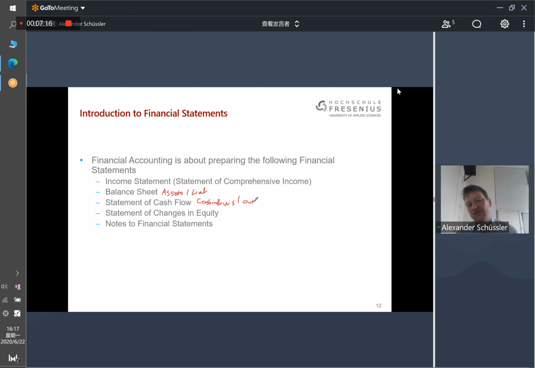And we have a statement which is not as well known as the other statements. It's the statement of changes in equity. This is basically a statement that shows how equity changes from one year to the other. Equity, as I said, is assets minus liabilities.